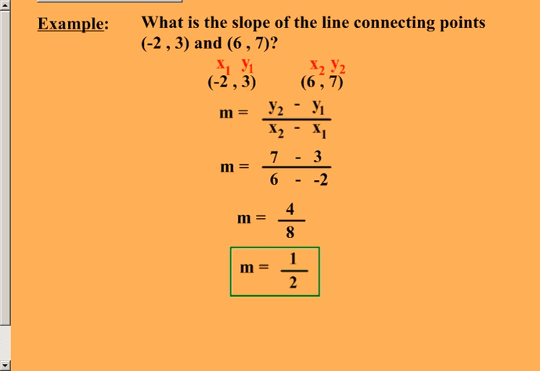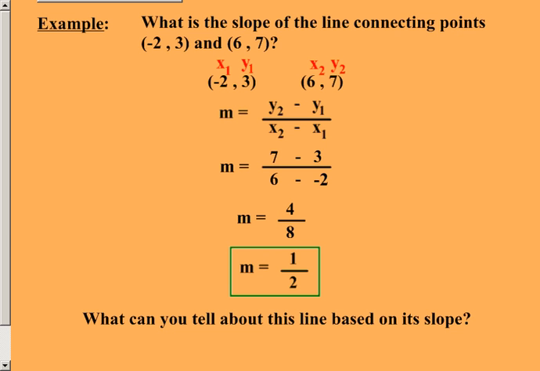The numerator means something to the line. That is the rise. The denominator means something to the line. That is the run. So we want to leave this as a fraction. This would be the slope value for this line. Now, tying back into the information we just talked about, what do we know about this line based upon its slope?